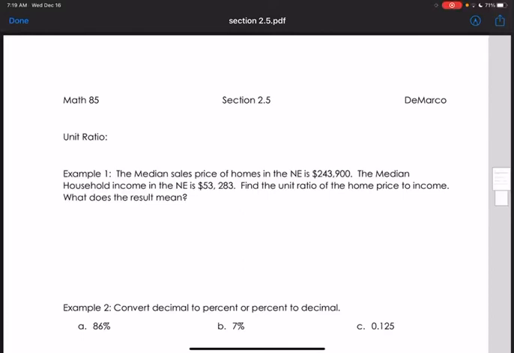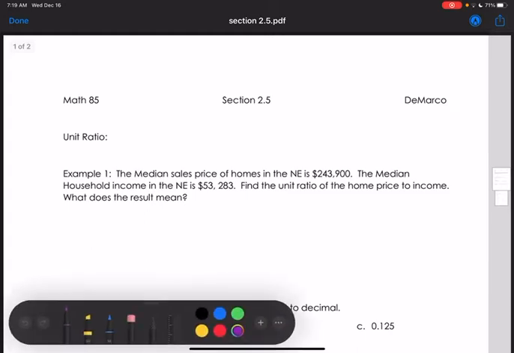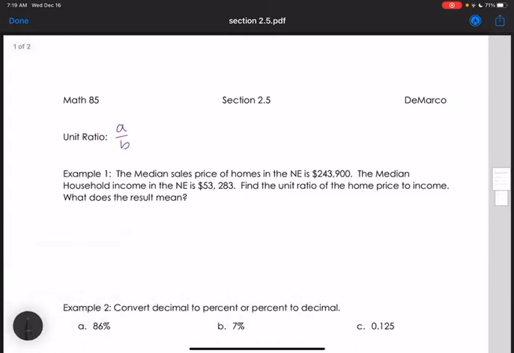Welcome back. This is section 2.5, ratios, percentages, and decimals. The way we're going to start this one is by talking about the unit ratio. What the unit ratio means is that it's just something over 1. So the definition is A over B with B equal to 1.